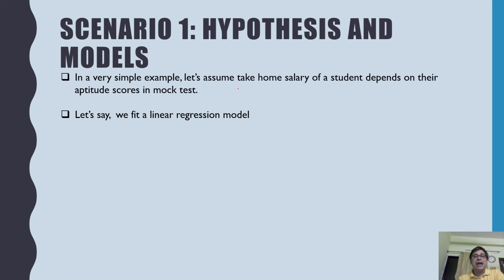So let's assume that you want to find the take-home salary of a student in a college depending on his aptitude score in a mock test. So on-campus take-home salary basically, and let's say you fit a linear regression model. So it will go like this: salary equals beta 0 plus beta 1 times aptitude. And this beta 0 and beta 1 we will call parameters of the model. Which value of beta 0 and beta 1 will be chosen?